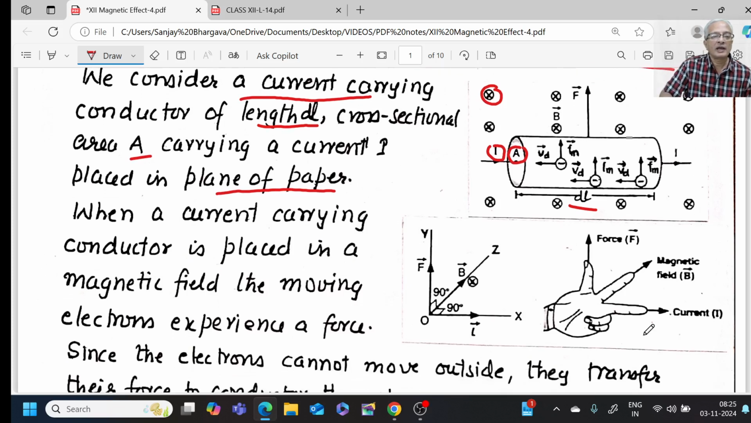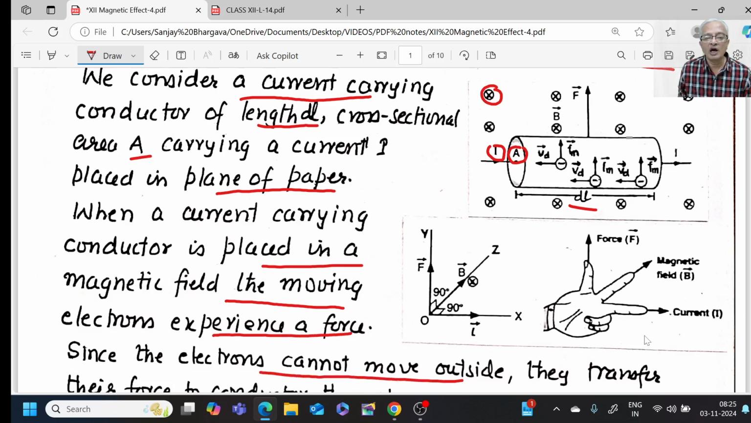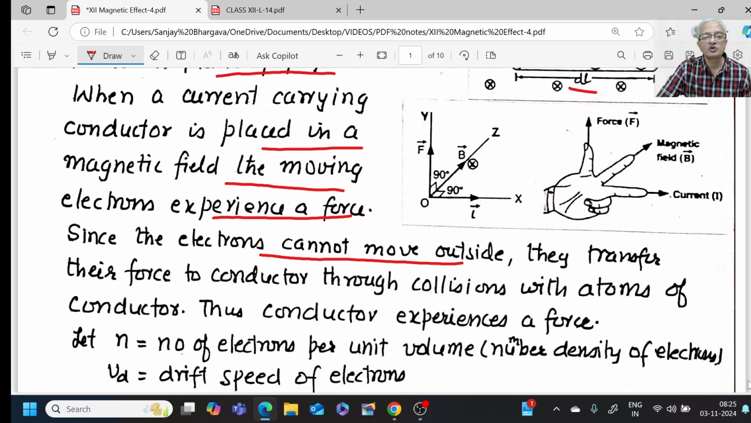When a current carrying conductor is placed in a magnetic field, the moving electrons experience a force. Since the electrons cannot move outside the conductor, what do they do? They transfer their force to the conductor through collisions with the atoms of the conductor. Thus, the conductor experiences a force.